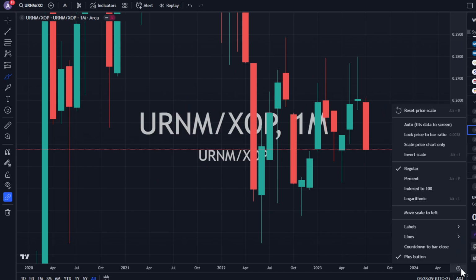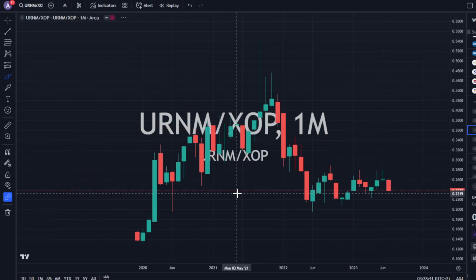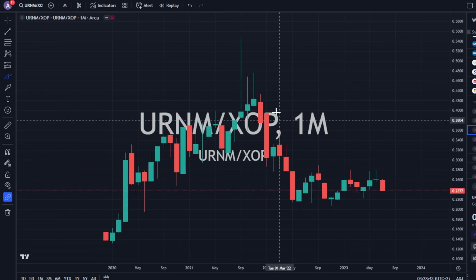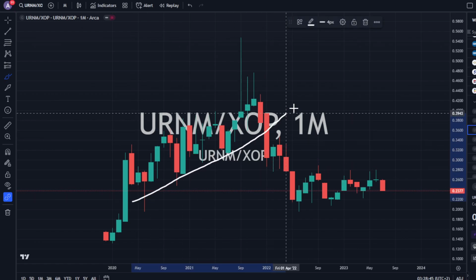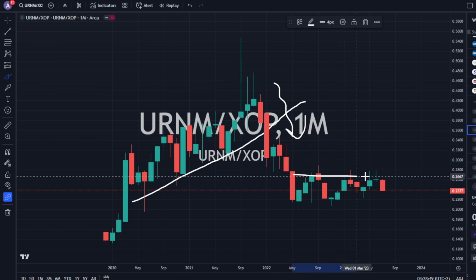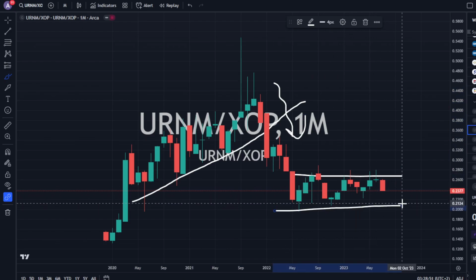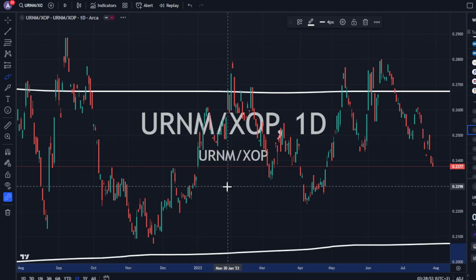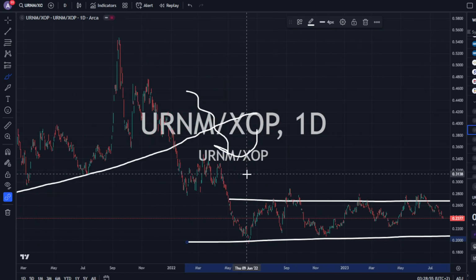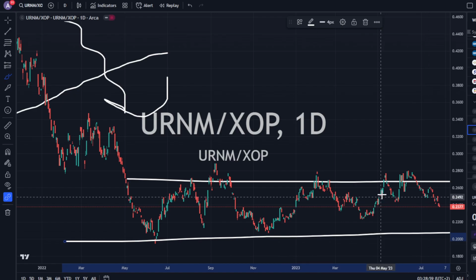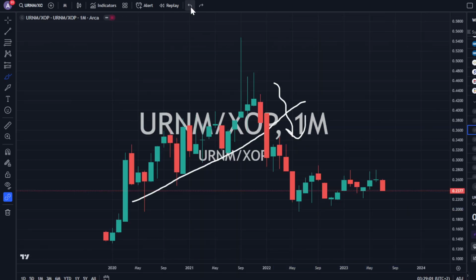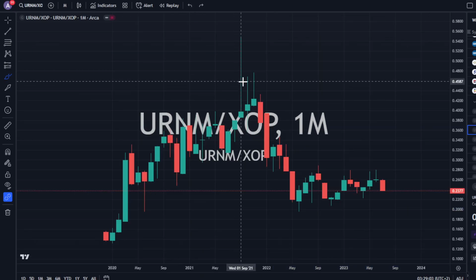So this is URNM versus XOP, and what you're seeing here is we have a vast outperformance of XOP, a breakdown. We've been consolidating sideways here in a channel. Which way is this going to break? I don't know yet, guys. We'll have to wait and see which way this breaks. We're just going sideways in a channel, and there's no distinct direction that we've broken yet.